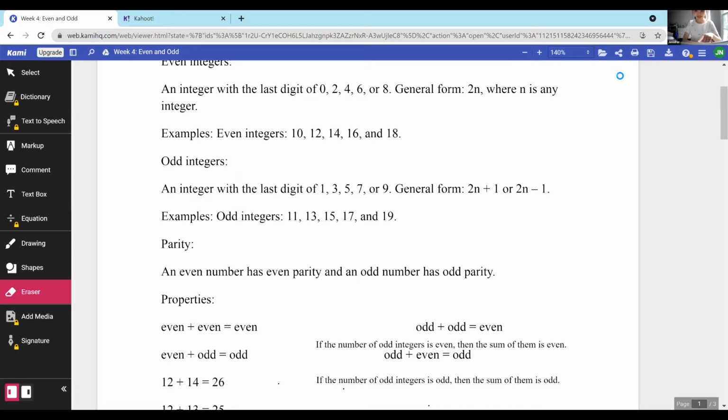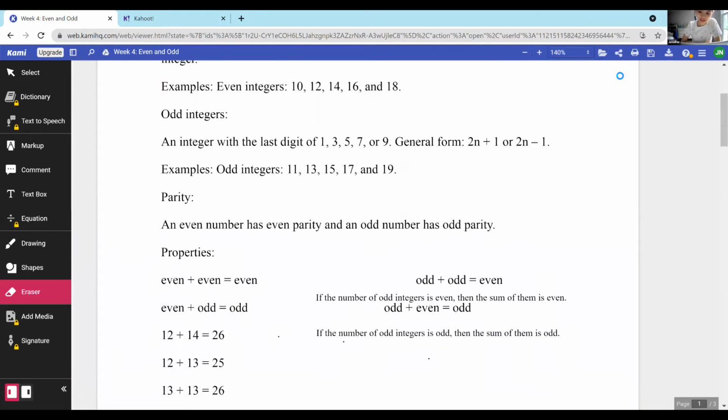And here are examples of two-digit even integers with tens digit 1. And odd integers have the last digit of 1, 3, 5, 7, or 9. They could be written in the form of 2n plus 1 or 2n minus 1, because odd integers are not even themselves, but if you add one or subtract one from it, then it becomes an even integer. Here are the odd integers with tens digit of 1.